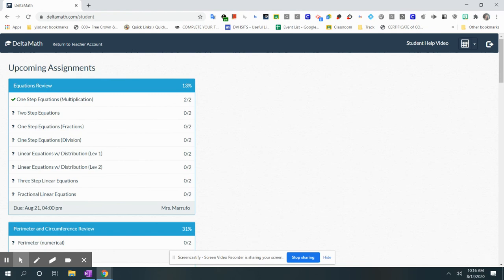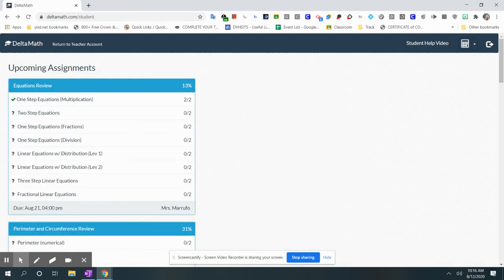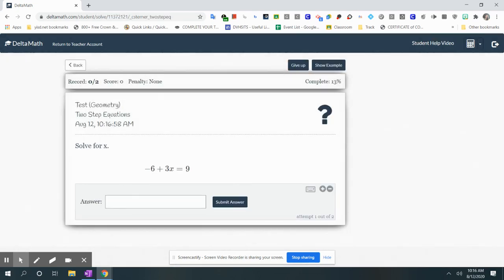I think you guys should be good for this one. You just click each section and it'll give you 2 problems from that section. You need to get 2 problems correct in order to be complete, and you will go back and then do the next one, 2-step equations, and so on.